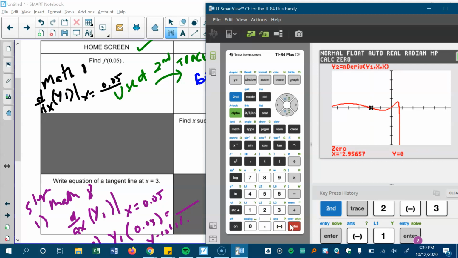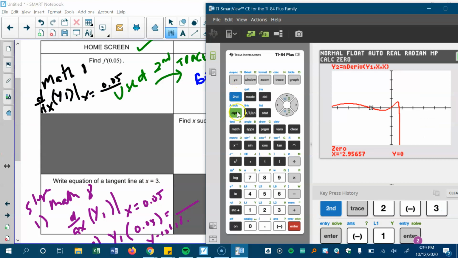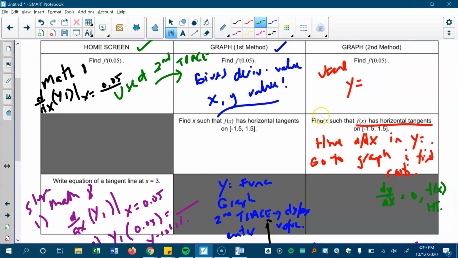It looks like I have one root at -2.956. So negative 2.956 would be the first x value where I have a horizontal tangent. And then I could repeat this for that second part. When you're asked to find a horizontal tangent, you can use your derivative graph and then go to that graph and find the roots of that derivative graph. That will be where f of x has horizontal tangents.